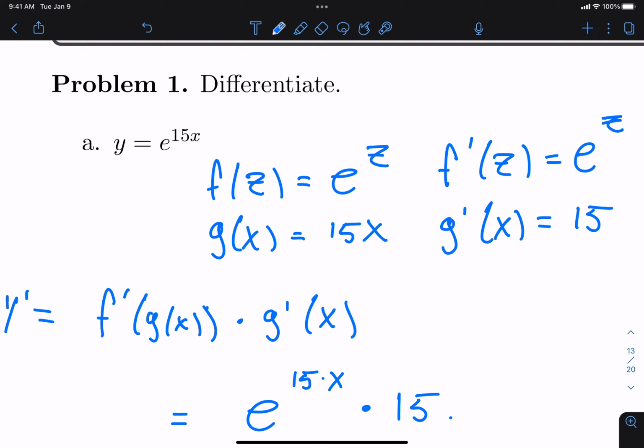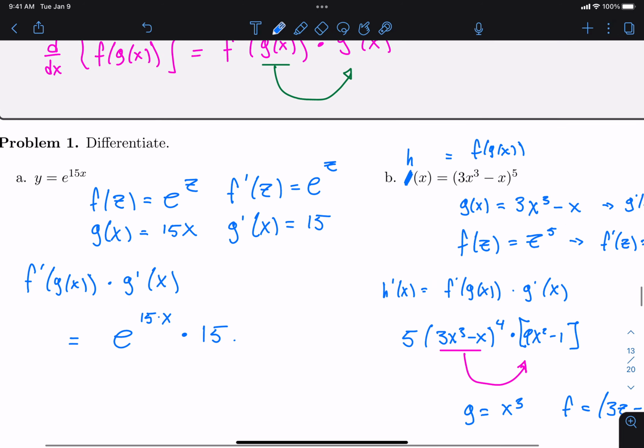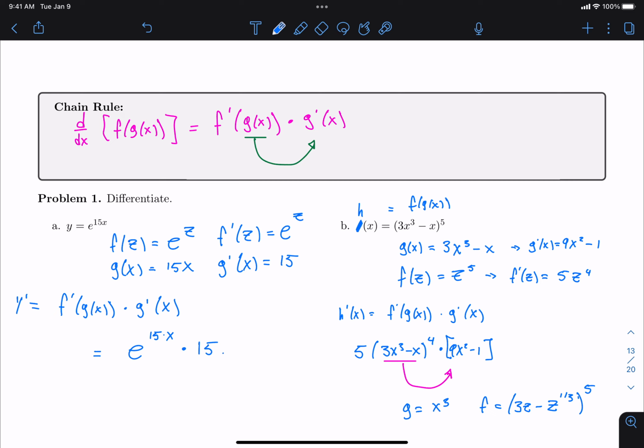Does that help? A little bit? Again, it takes practice, okay? I know it's tough to visualize at first, okay? And there's a reason I said this is the hardest rule we're going to learn. So let's see some more practice, and maybe it'll start to become more clear.